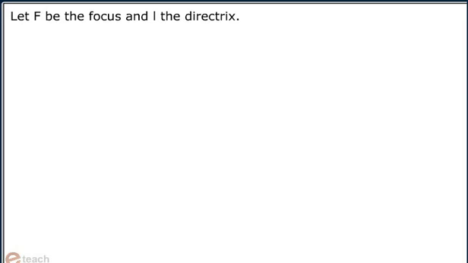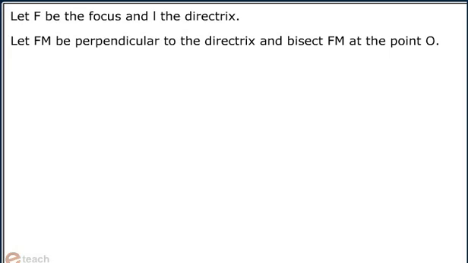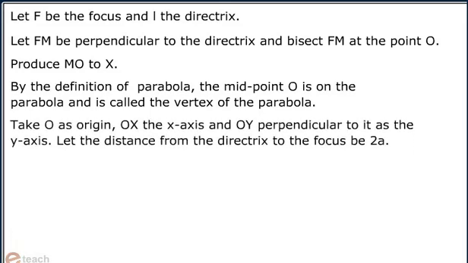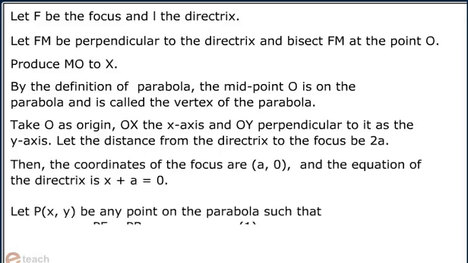Let F be the focus and L the directrix. Let FM be perpendicular to the directrix and bisect FM at the point O. Produce MO to X. By the definition of a parabola, the midpoint O is on the parabola and is called the vertex of the parabola. Take O as origin, OX as the x-axis and OY perpendicular to it as the y-axis. Let the distance from the directrix to the focus be 2a. Then the coordinates of the focus are (a, 0) and the equation of the directrix is x plus a equals 0.